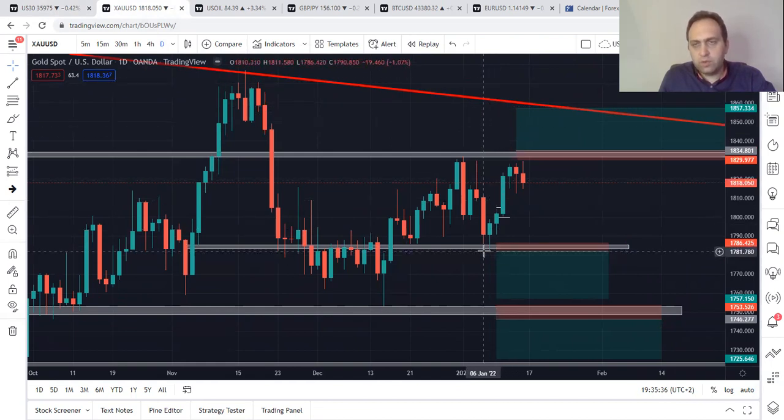And then for the sell also the same 1781, 1786 because we have a support level here.